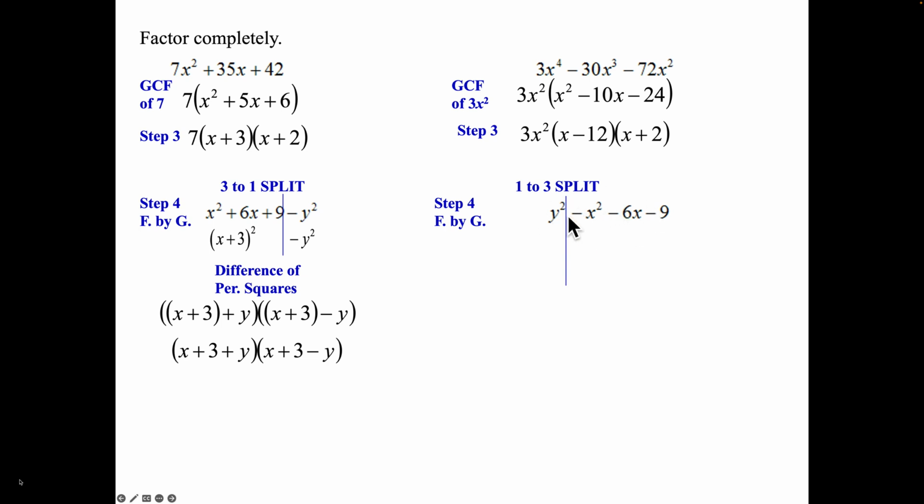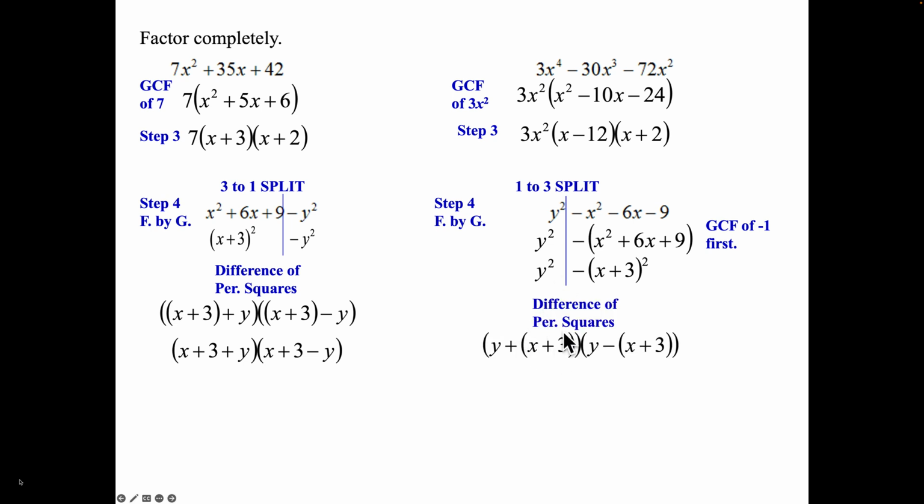Watch what happens here. You will take these three terms and factor out a negative. There's my x squared plus 6x plus 9, which we know now factors to x plus 3 squared. This is still a difference of perfect squares. y plus the binomial x plus 3, y minus the binomial x plus 3. Sure, with the plus sign here, I don't need the parentheses, but if I want to drop the parentheses here, I have to distribute the minus sign. And that becomes y minus x minus 3.